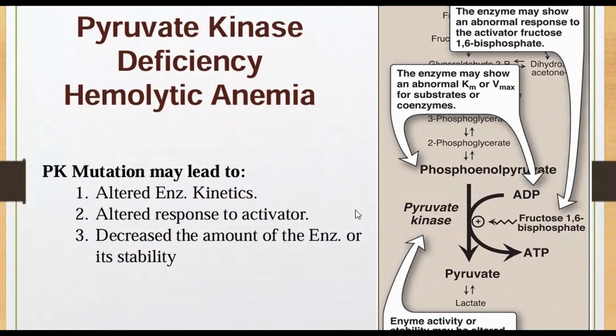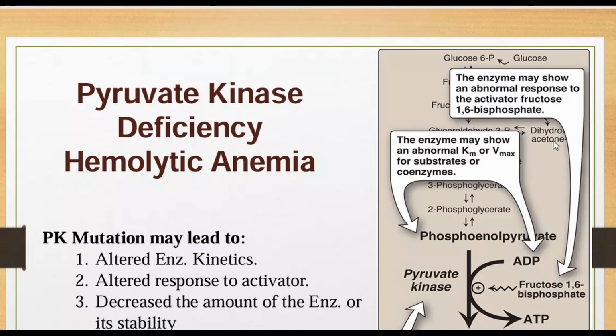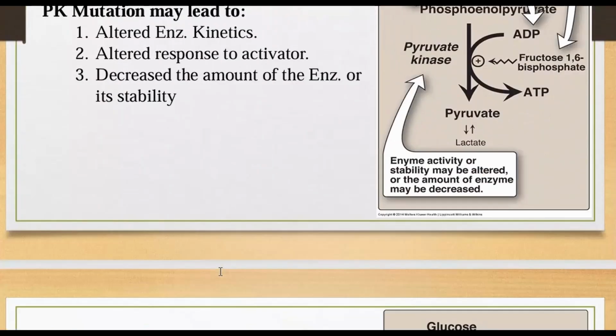Another important thing we want to discuss here is pyruvate kinase deficiency, hemolytic anemia. Pyruvate kinase mutation may lead to altered enzymatic kinetics, so altered response to the activator, and decrease the amount of the enzyme or its stability. So this is the diagrammatic representation of how the enzyme acts here, and how it can be altered during this kinetics, and also decrease the amount of enzyme concentration or its stability. So pyruvate kinase deficiency, hemolytic anemia can lead to this. These are the three important things.